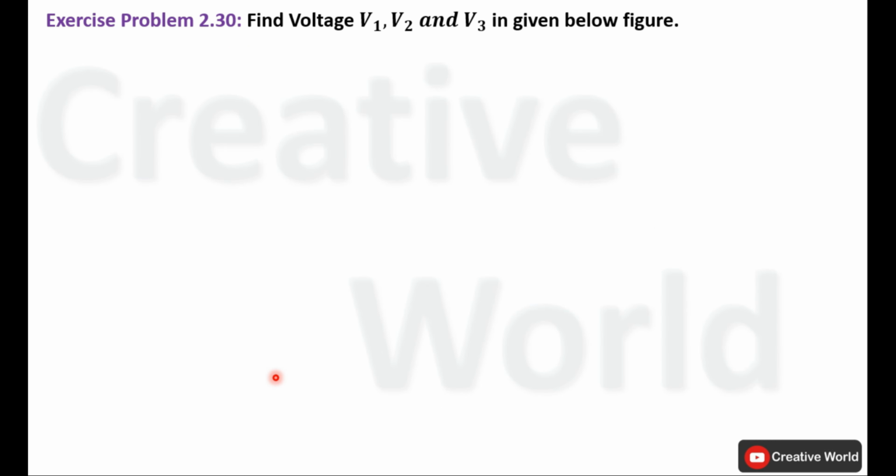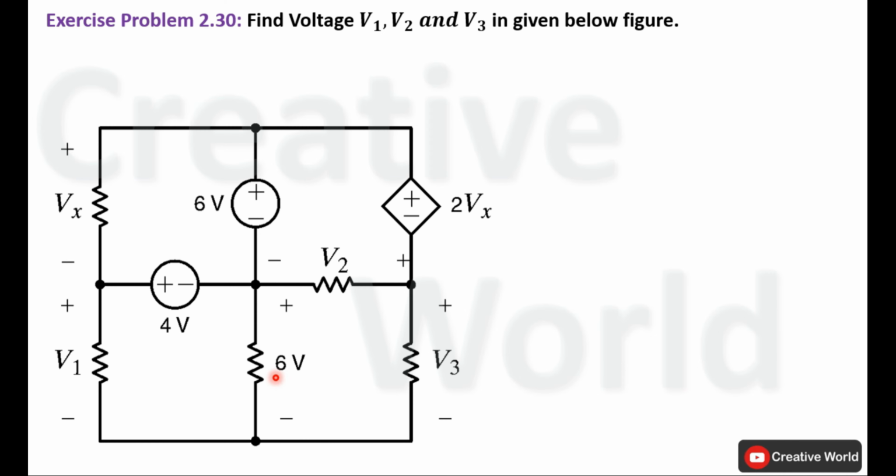Exercise problem number 2.30. Find voltage V1, V2 and V3 in the figure given below. This is the circuit diagram of the given problem. We have to find voltage V1, V2 and V3 inside this circuit.